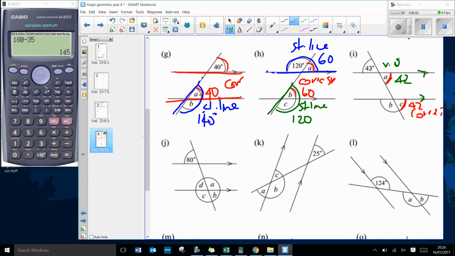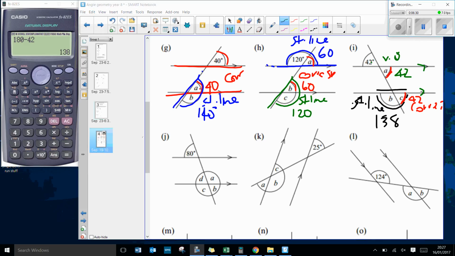And then we can see that B and C are on a straight line. So that's a straight line, and that gives us 180 subtract 42 gives us 138.